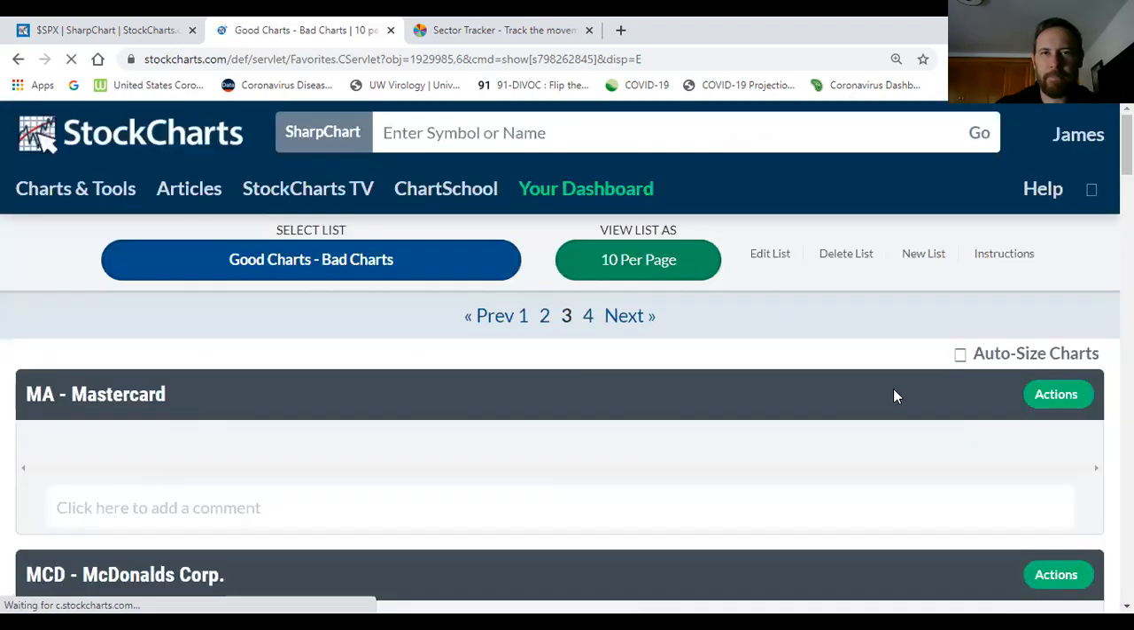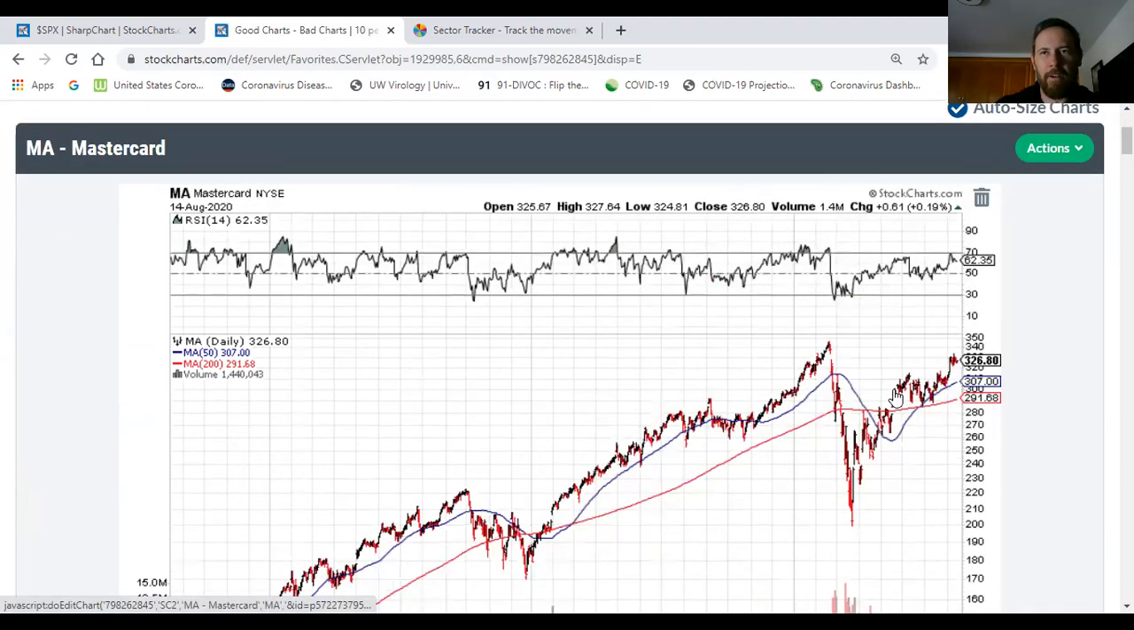MasterCard, transactions coming up on their old high. That old high would probably likely be a resistance, but you want to get an improvement on this 50-day. We'll probably see some consolidation here, but this is constructive.